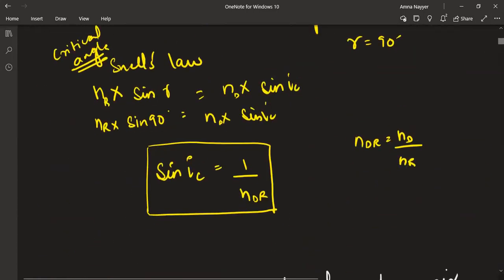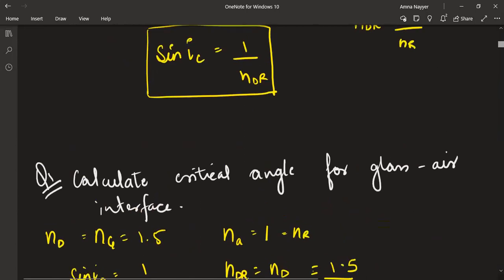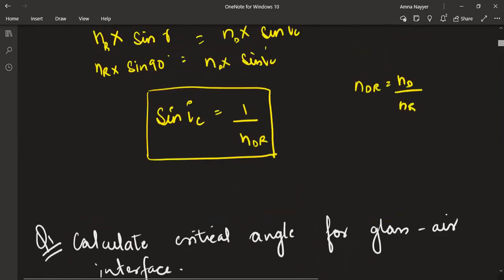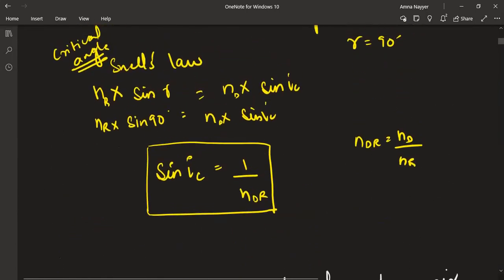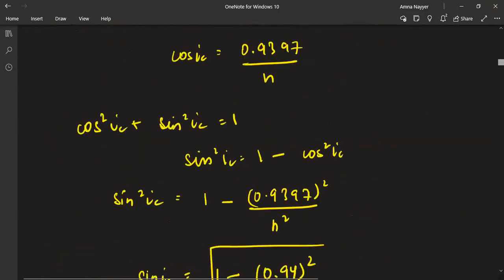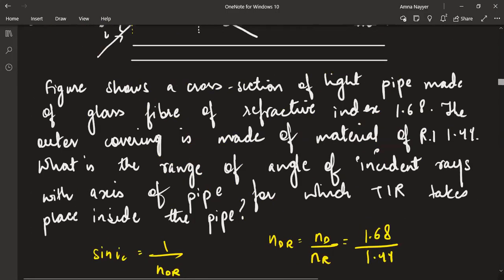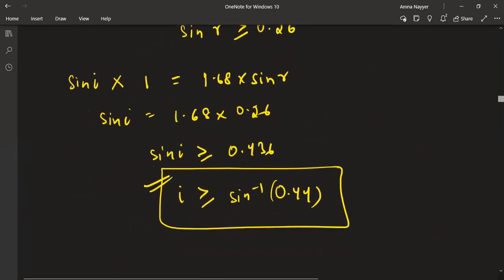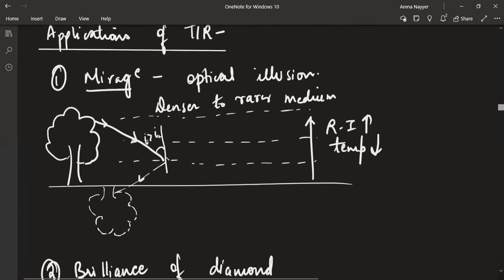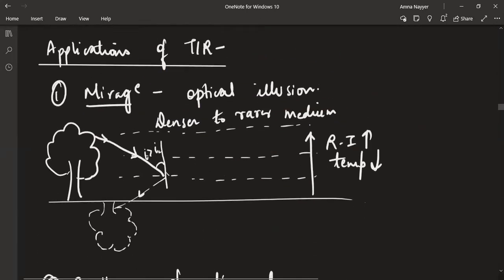Snell's law will be applied completely for critical angle. Sin C will be 1 by n_DR, where n_DR means the refractive index of denser by refractive index of rarer. Fine. So these were some questions I think we had already seen in the class. Optical fiber. Let's do one thing. Let's see the applications of TIR, then we'll move on to the question part.